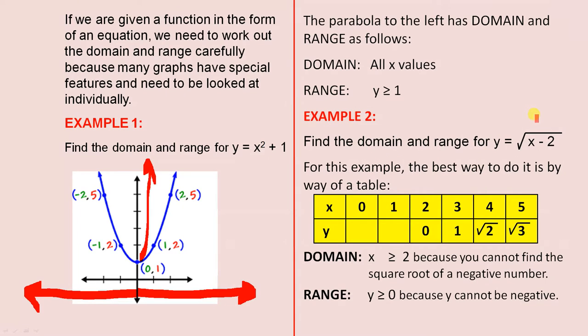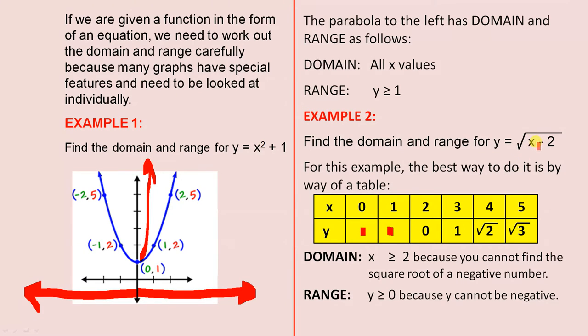Find the domain and range for y equals the square root of x minus 2. For this example, the best way to do it is by way of a table. So let's just put down some values, 0, 1, 2, 3, 4 and 5. If x is 0, there's no y value here because the square root of 0 minus 2 is the square root of minus 2, and you can't find the square root of a negative number. If x is 1, we have 1 minus 2 is minus 1. The square root of minus 1, we can't do it. So that's why there are no answers here.